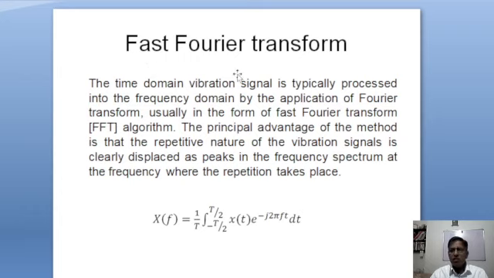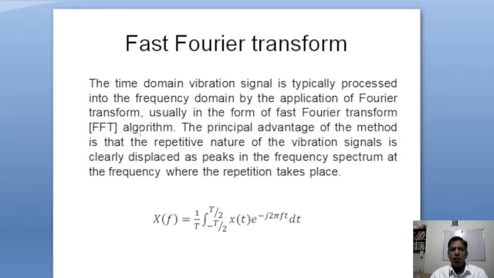Now what will convert the signal from time domain to frequency domain? The fast Fourier transform, also called FFT. This fast Fourier transform algorithm helps in converting a signal from time domain to frequency domain. The time domain vibration signal is typically processed into the frequency domain by application of the Fourier transform, usually in the form of the fast Fourier transform algorithm. So this FFT algorithm converts the signal from time domain to frequency domain.